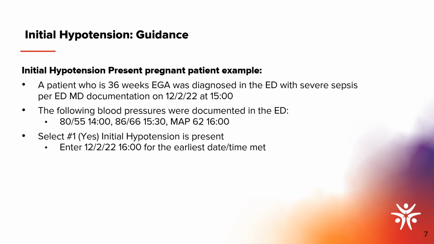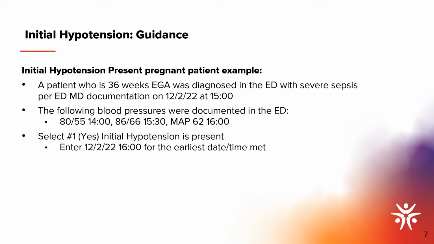Let's go over this example to determine initial hypotension in a pregnant patient. This patient, who is an estimated 36 weeks gestation, was diagnosed with severe sepsis per ED/MD documentation at 1500. Blood pressures of 80/55 at 1400, 86/66 at 1530, and a MAP of 62 at 1600 were measured. We would accept the 80/55 at 1400.